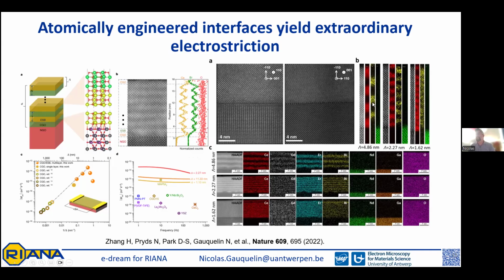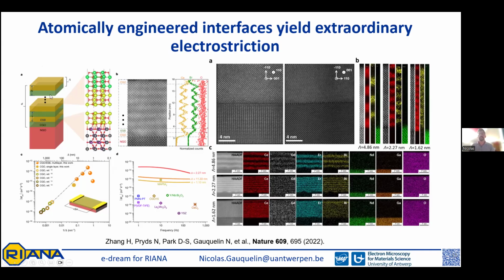And you see that depending on the periodicity, you will have more or less signal and more or less defined layers. And that you can see very well in the EDX analysis that you see here. So here is when the periodicity is 4.8 nanometers, when the periodicity is 2.2 nanometers, and when the periodicity is down to 1.62 nanometers. And you see that the intermixing between the two layers, between the cerium gadolinium layer and the erbium bismuth layer, is actually increasing as you reduce the periodicity, which you would expect from interdiffusion.